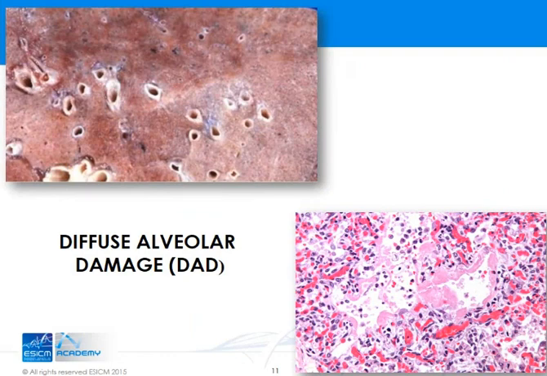But in essence, anatomopathologically, what is behind ARDS, and this is the real classical definition, the best way to identify ARDS is diffuse alveolar damage.